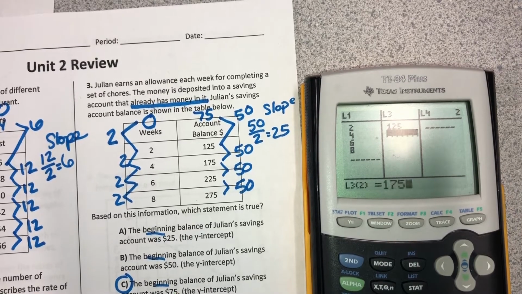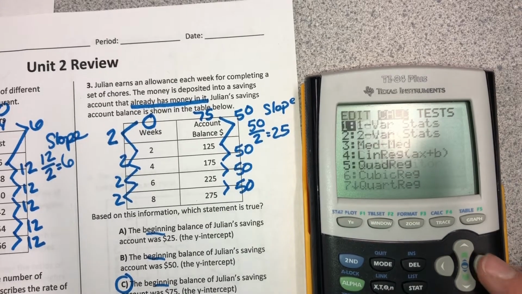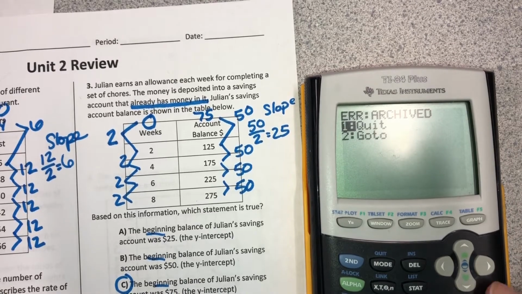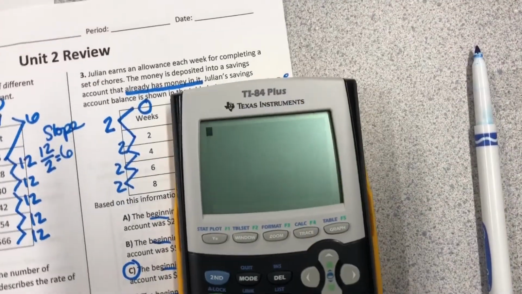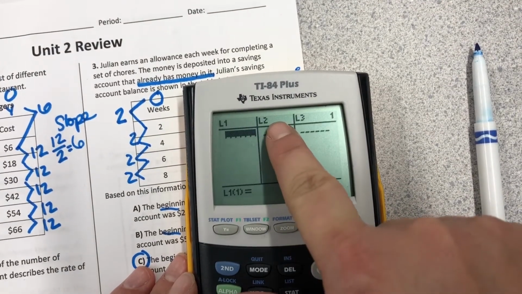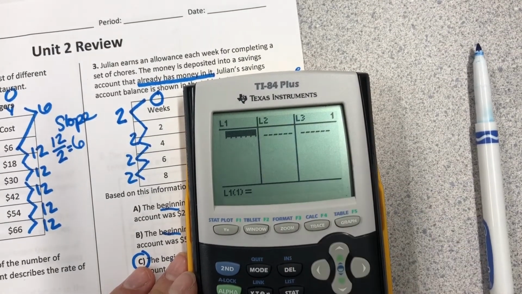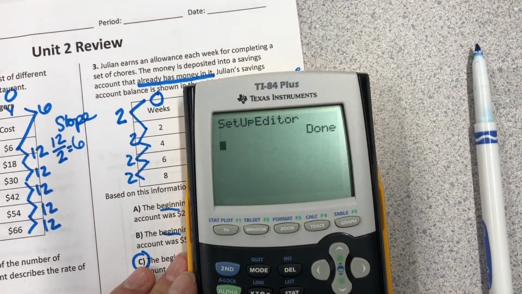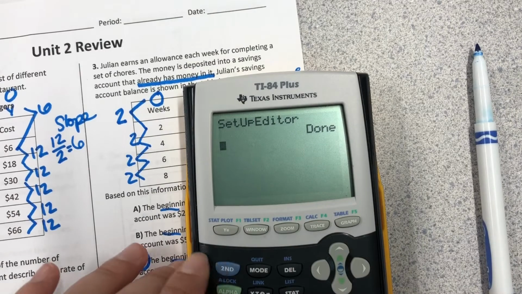125, 175, 225, 275. Okay, we'll try it again. Stat, calc, 4, calculate. I don't know what's happening. Okay, I figured it out. When I went to stat, it had said list 1 and list 3. So if yours ever does that, to fix that, you go stat and then 5 and then enter, and it will reset whatever that error was.